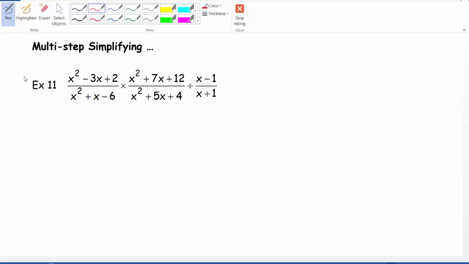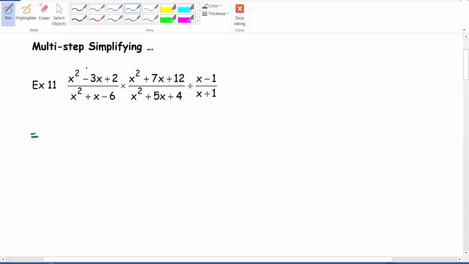Here we are at our example 11 from our 8.4 set of notes. We're asked to simplify using a multiple set of steps. I'm just looking at this. We have actually a couple of options. I think what we'll go ahead and do first is factor things kind of immediately.